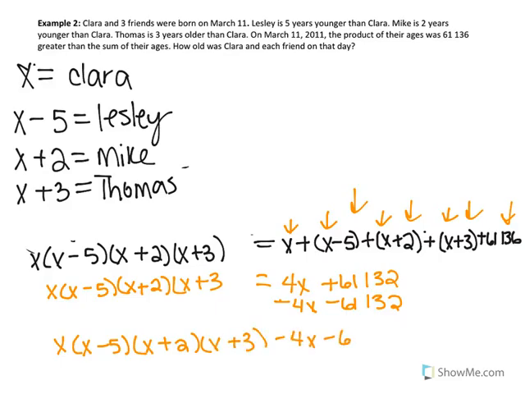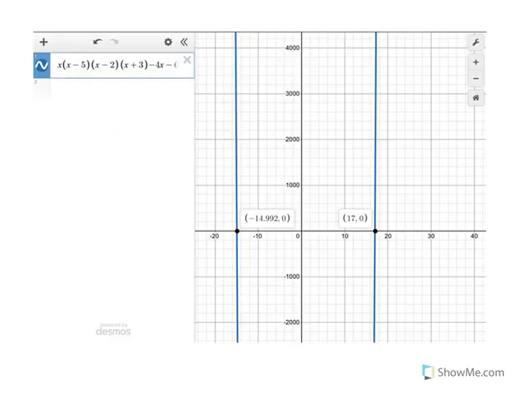Minus 4x minus 61, 132. So pause the video and go ahead and type this into Desmos. It should look like this, and your answers are going to be the x-intercepts.